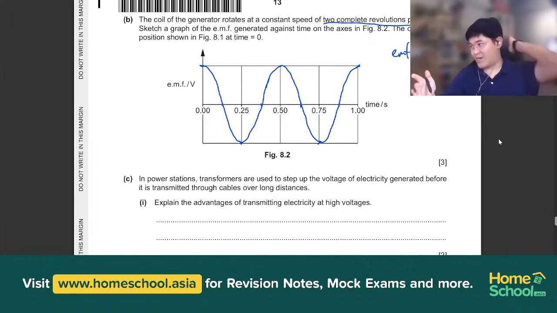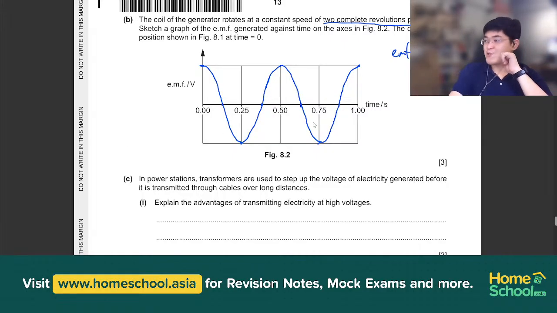So how do you get your full 3 marks? First mark is given if your graph looks sinusoidal, which is, I mean, cosine and sine are sinusoidal, so that's your first mark. Second mark is if you put 1 cycle, from one maximum to the next maximum, as 0.5 seconds. This is your second mark. And the third mark is if you start at maximum at 0 and return to maximum at 0.5 and 1.0.